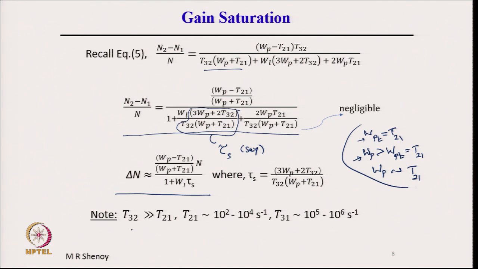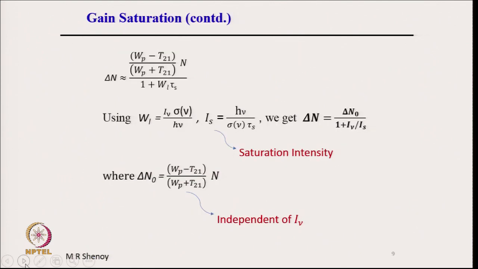So note that T32 is much greater than T21, and this we have already discussed, typical numbers are here, and therefore this term was neglected. So the last term was neglected and we have an expression for delta n here. We will take it further and discuss it in the next.